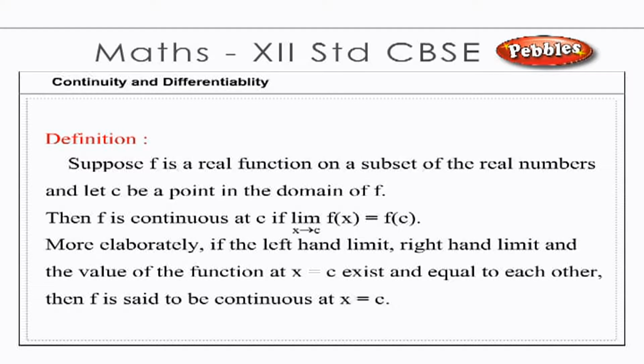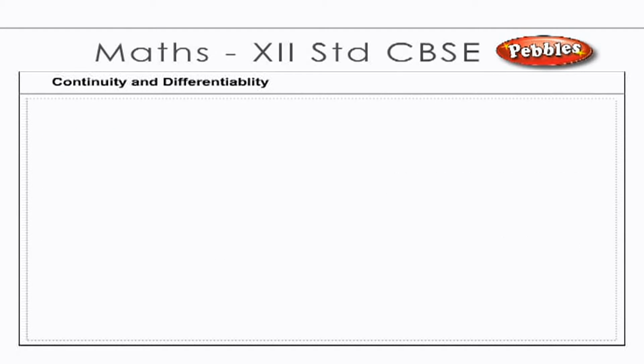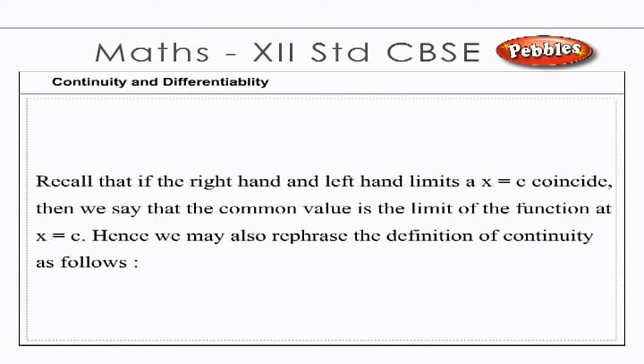Then f is continuous at c if limit x tends to c, f of x is equal to f of c. More elaborately, if the left-hand limit, right-hand limit, and the value of the function at x is equal to c exist and are equal to each other, then f is said to be continuous at x is equal to c. Recall that if the right-hand and left-hand limits at x is equal to c coincide, then we say that the common value is the limit of the function at x is equal to c.